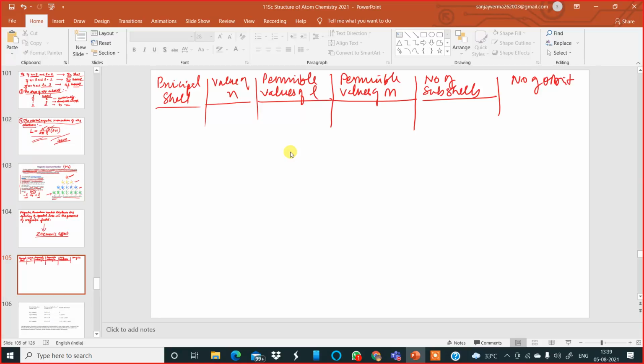So this will complete your concept about the quantum numbers. After solving the Schrodinger equation, we get n, l, m. So these three will be completed by this table. The understanding will be complete by this table.